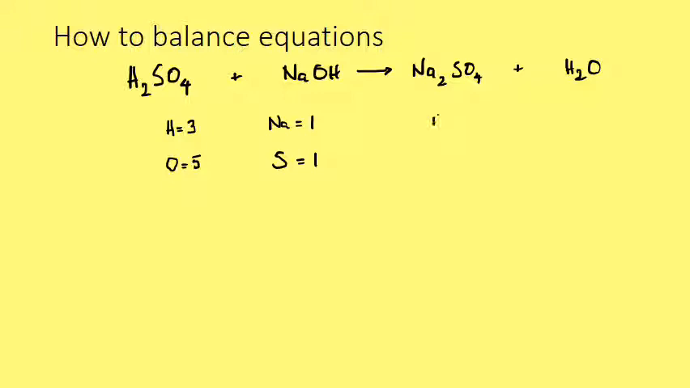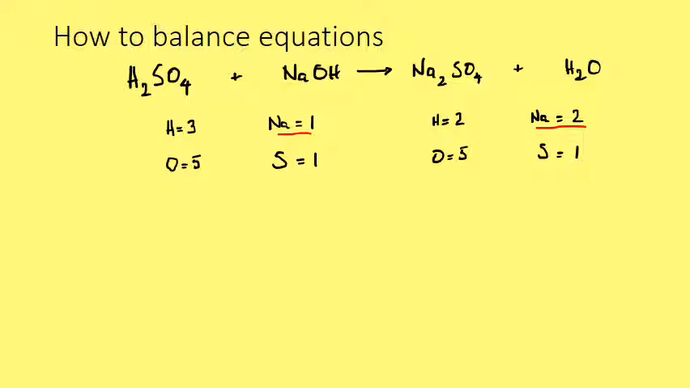Let's do exactly the same for the products. So we've got sodium and hydrogen, oxygen and sulfur. And so on the right hand side, if we count up the hydrogens, we can see we've got 2 hydrogens in the water, and we've got 2 sodiums in the sodium sulfate, and we've got 5 oxygens, 4 in the sodium sulfate, 1 in the water, and sulfur we have 1. Okay, so the first thing that you'd notice is that we have 1 sodium here and 2 sodiums there.